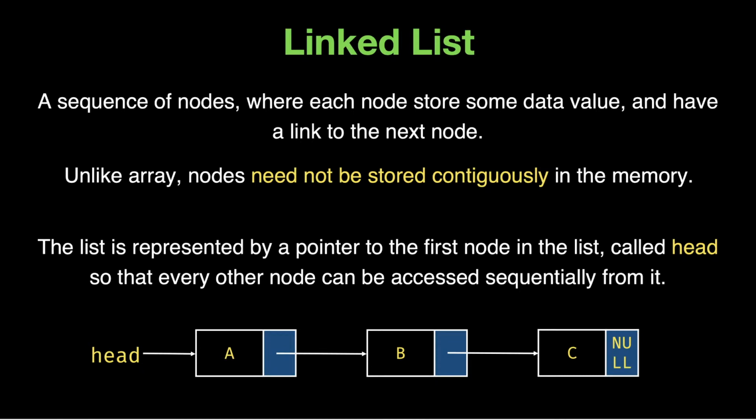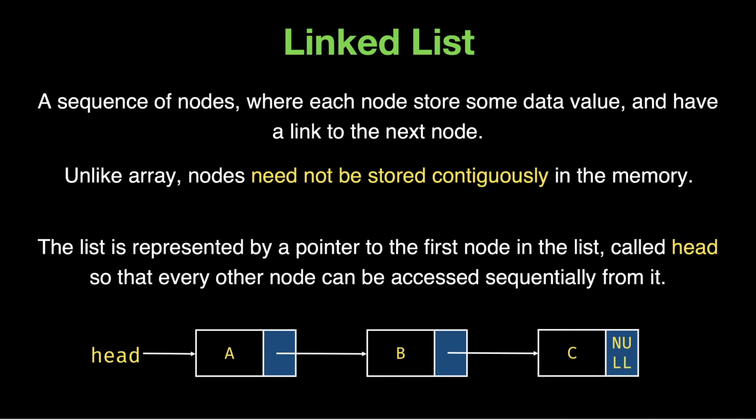Linked lists are a sequence of nodes where each node stores some data value and has a link to the next node. The address or pointer to the next node is in the node itself. So unlike an array, these elements do not need to be stored contiguously in memory. If it was a dynamic array, then they would need to be stored contiguously, but we need not store the nodes in the linked list contiguously in memory.